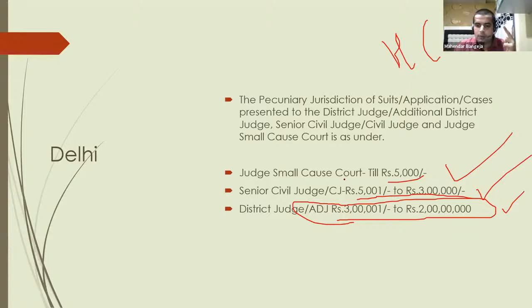This is the difference between Bombay and Delhi: in Bombay above 1 crore is High Court, and in Delhi above 2 crores is High Court. So in both cases, the High Court has the original jurisdiction, what we call OOCJ, original ordinary civil jurisdiction. Okay. Clear? I'll proceed.